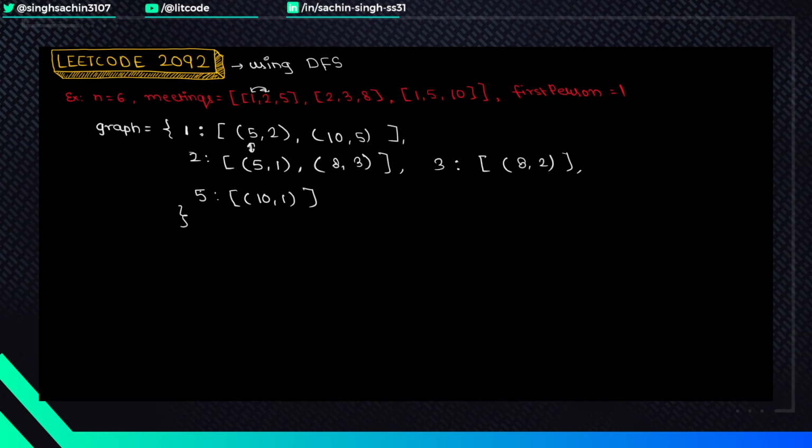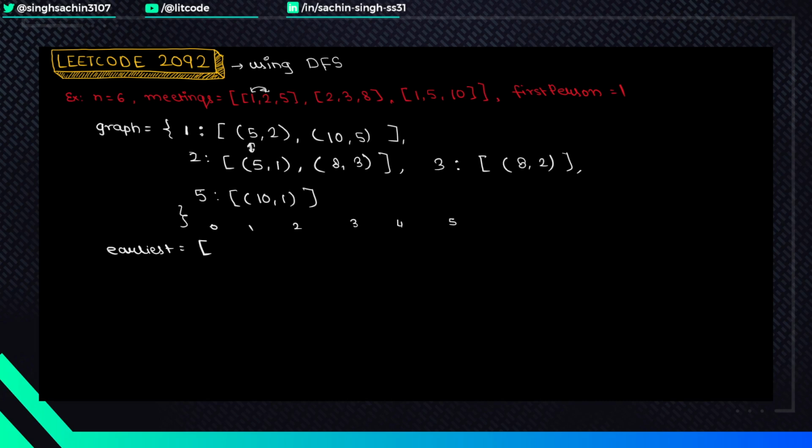Now I want to keep track of when a certain person came across the secret. So let's keep a variable earliest, in which we'll have all the indexes, basically 0, 1, 2, 3, 4. So all the indexes will tell you, I think there will be 5 as well, because n is equal to 6.